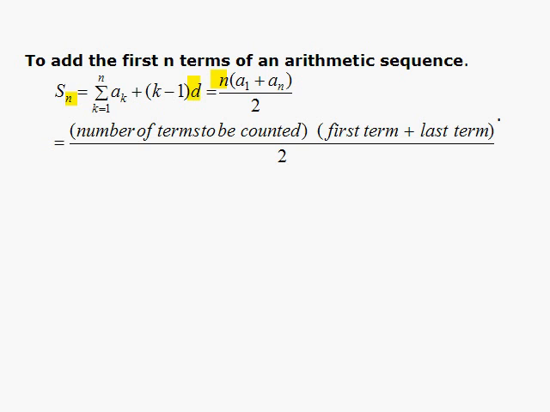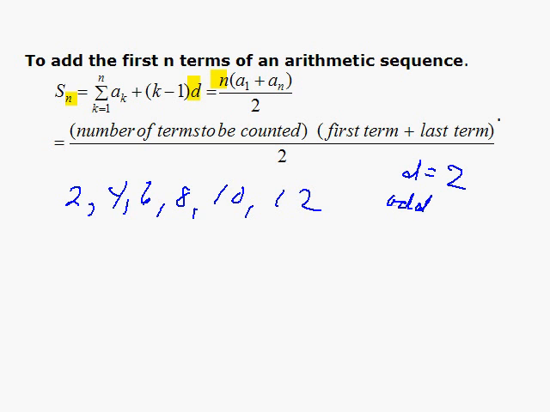So if I had, here's my arithmetic sequence. The common difference D is 2 because it's 2 between adjacent terms. And let's say I want to add, how many have I got here? 6. So I want to add 6. Well, I could just brute force add them up. 2 plus 4 plus 6 plus 8 plus 10 plus 12. Or I can use this formula.